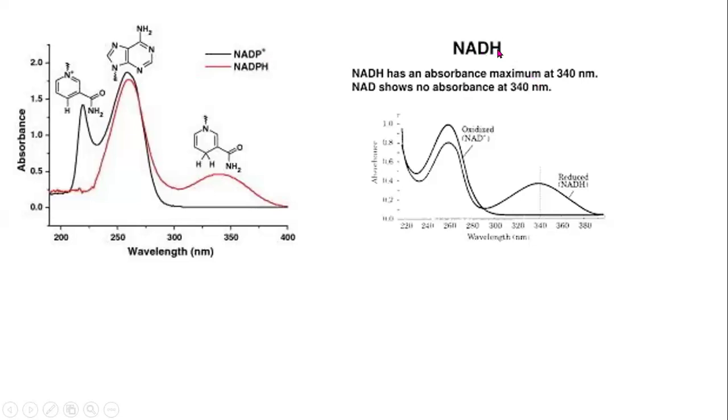So NADH and NADPH absorb light at 340 nanometer, while their corresponding oxidized forms NADP and NAD show no absorbance. Look at it here, it's a flat straight line. So also here, it's flat straight lines. Take note of that, please.